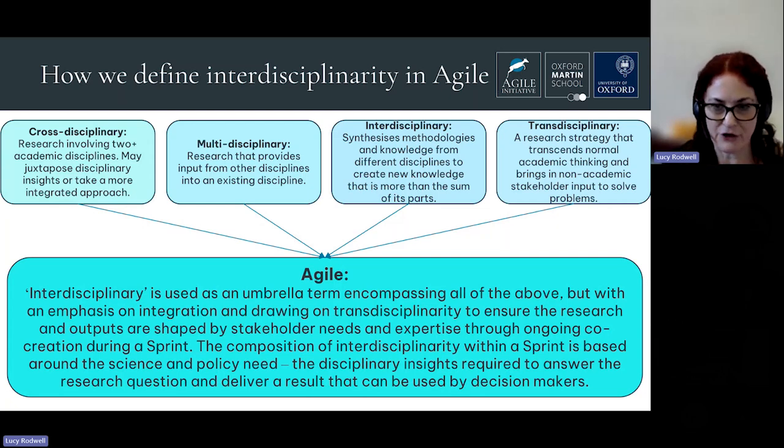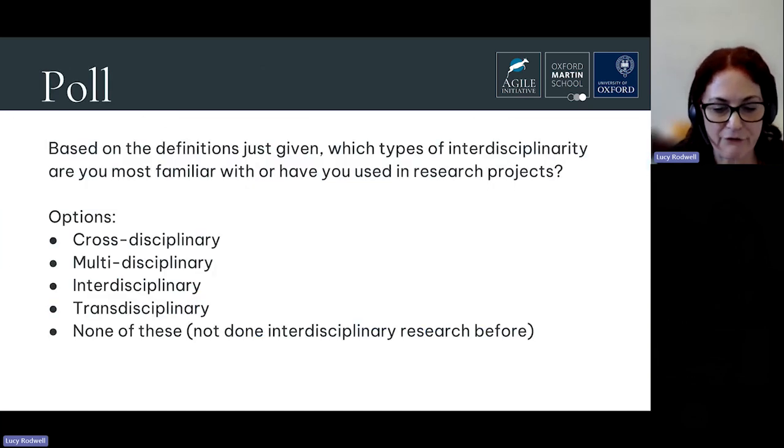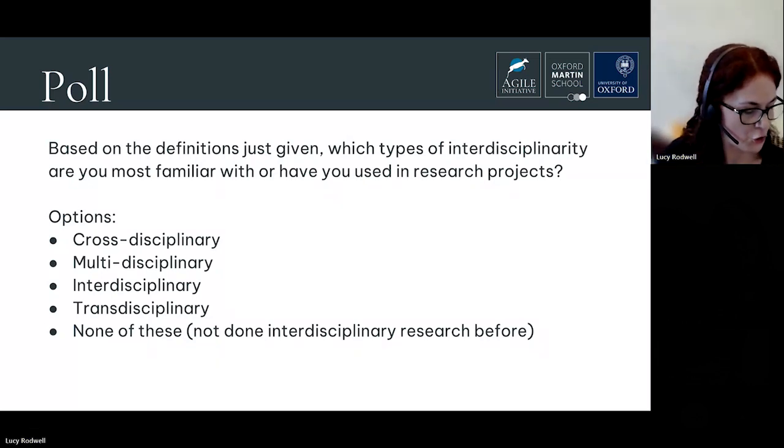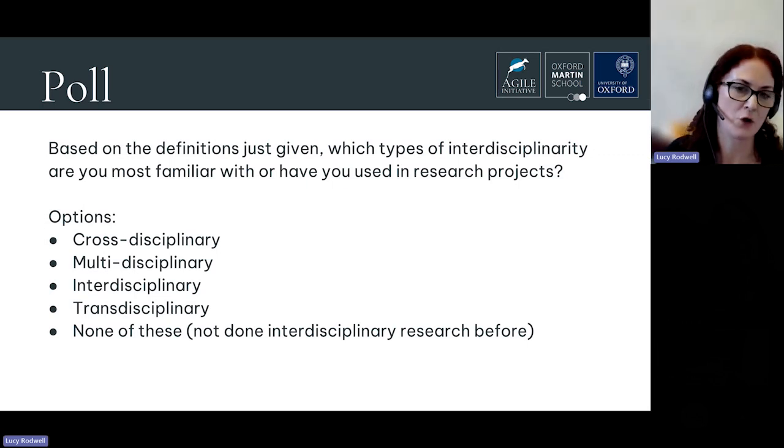So, having given you all of that information, we're now going to move on to a very quick poll that I'm lucky to say my colleague is going to arrange for me. And this is just to get a sense of who in the room has had, what you're most familiar with in terms of these particular definitions of interdisciplinary research.